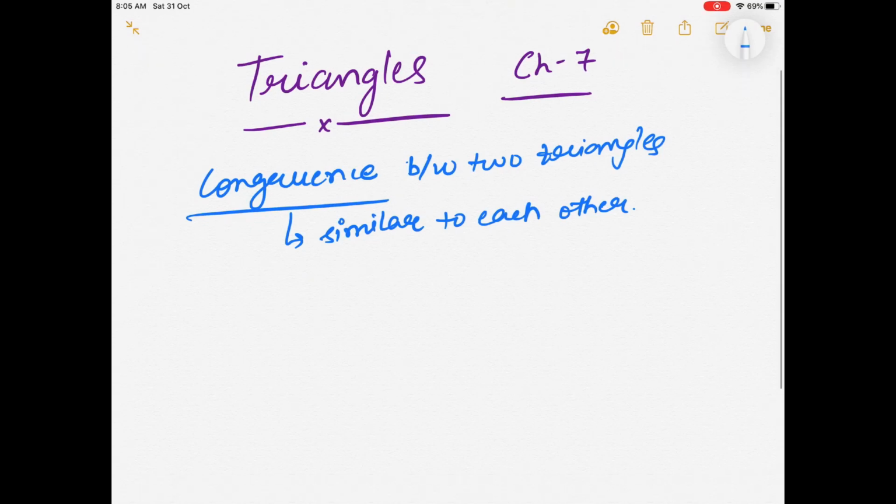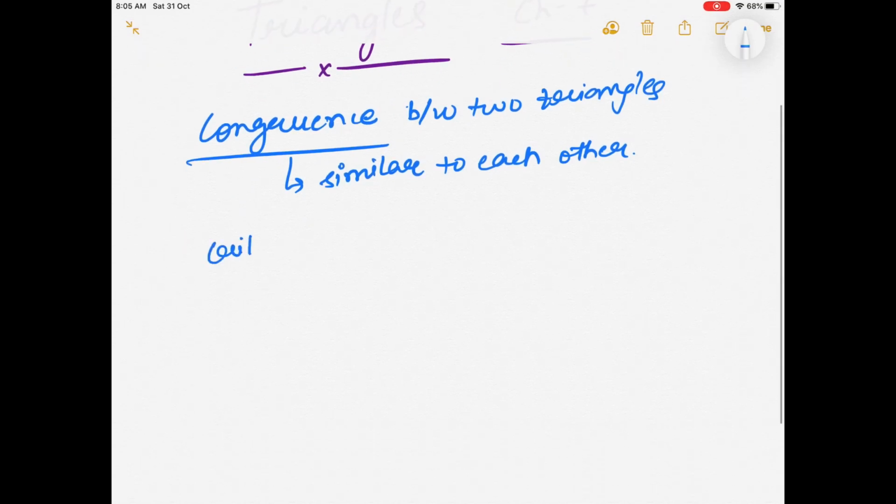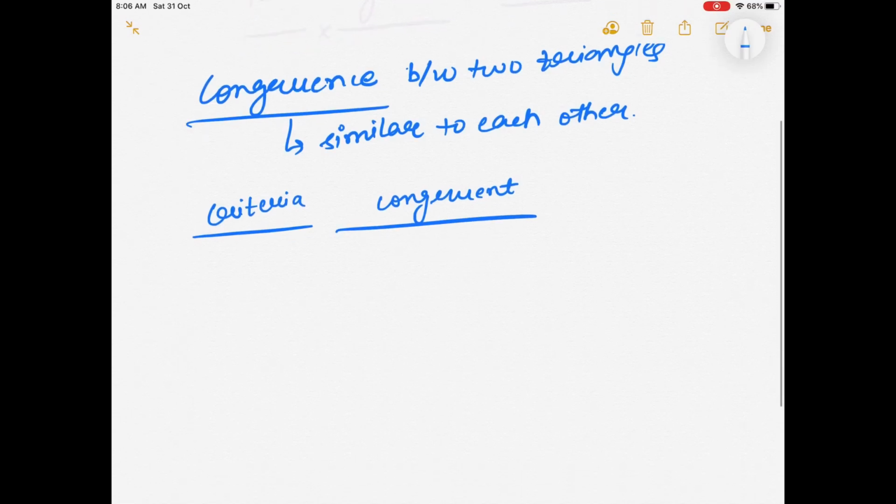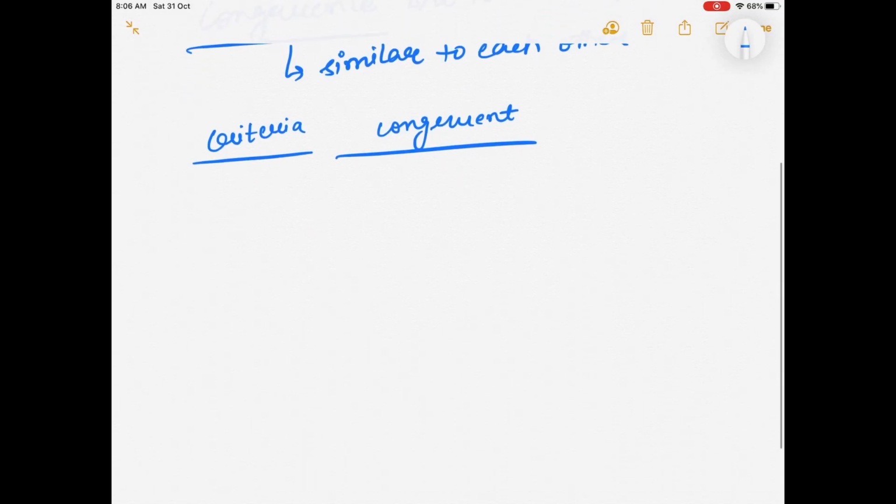There are different types of criteria to prove that two triangles are congruent to each other. If we want to prove two triangles are congruent, we have to use these criteria. So we first have to understand these criteria and solve some questions on the basis of them to understand them in a better manner.